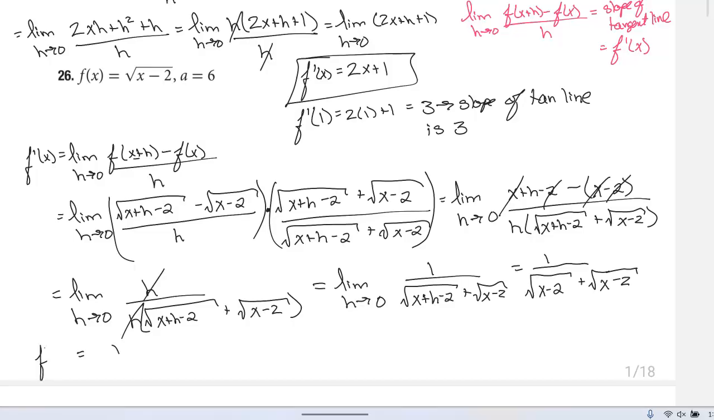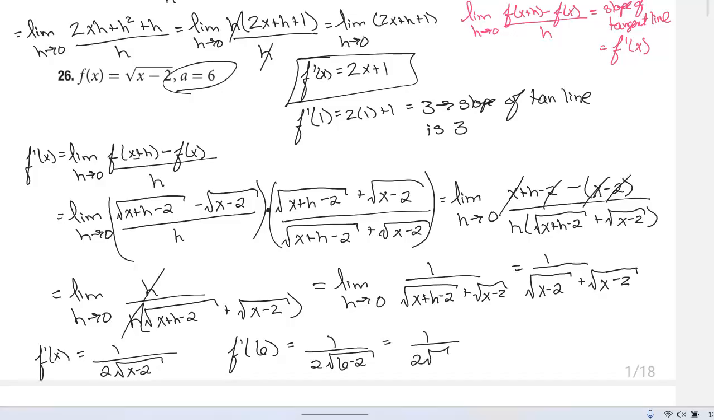So my derivative, f prime of x, is 1 over 2 square root of x minus 2. And they're asking us about the value of 6. So 6 minus 2 under that square root. And that's going to be the square root of 4, which is 2. So this is going to be a 1/4 for that value.